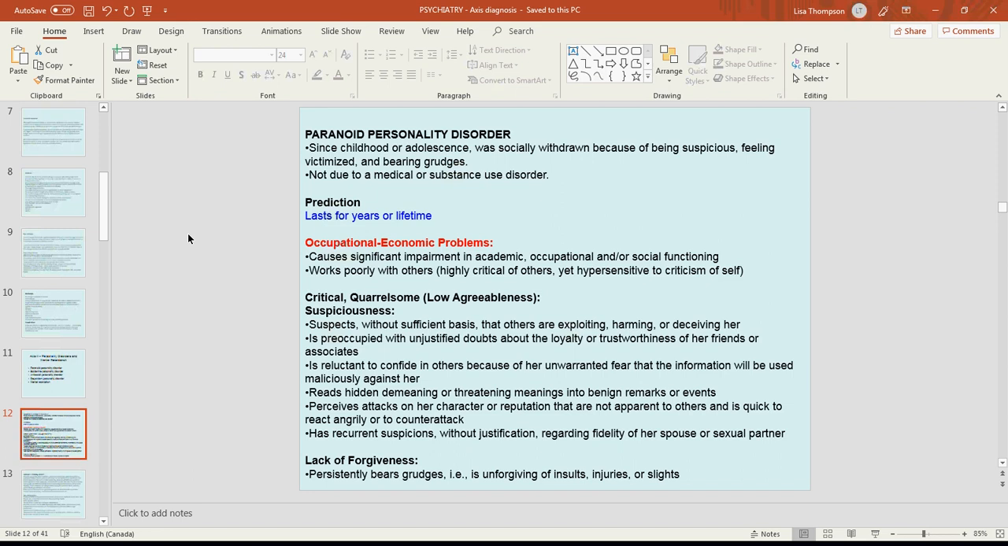Persistently bears grudges. For example, is unforgiving of insults, injuries, or slights.